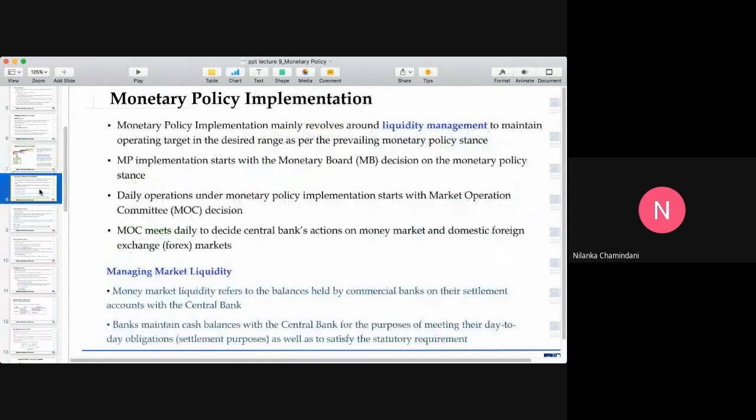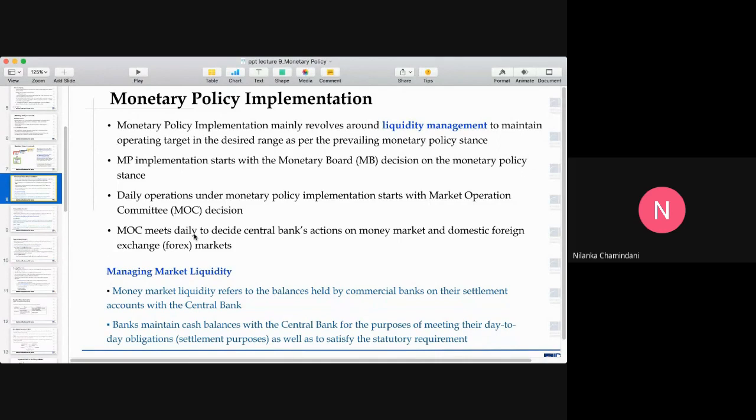So by using any of the monetary policy instruments, by implementing the monetary policy, what the central bank is basically doing is trying to manage the liquidity level in the market. Why? To maintain operating targets in the desired range as per the prevailing monetary policy stance. What does the prevailing monetary stance mean? From time to time, the central bank is going to change the monetary policy stance.